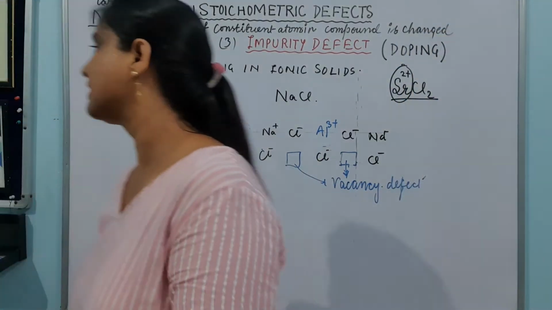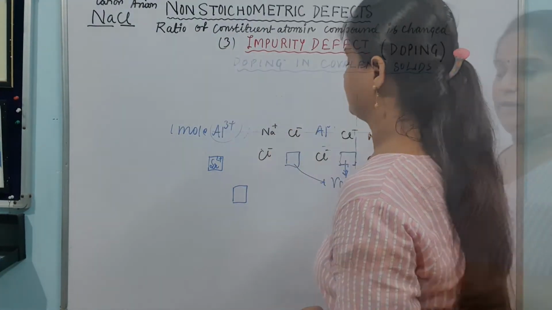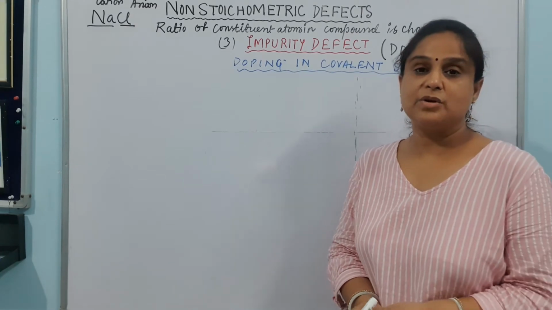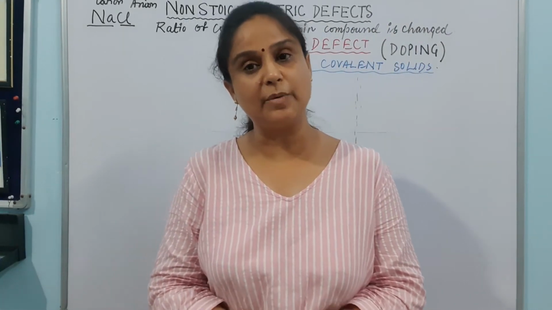So let's start with the next type, that is doping in covalent compounds. Before starting doping in covalent solids, let us first see what type of elements form covalent compounds.